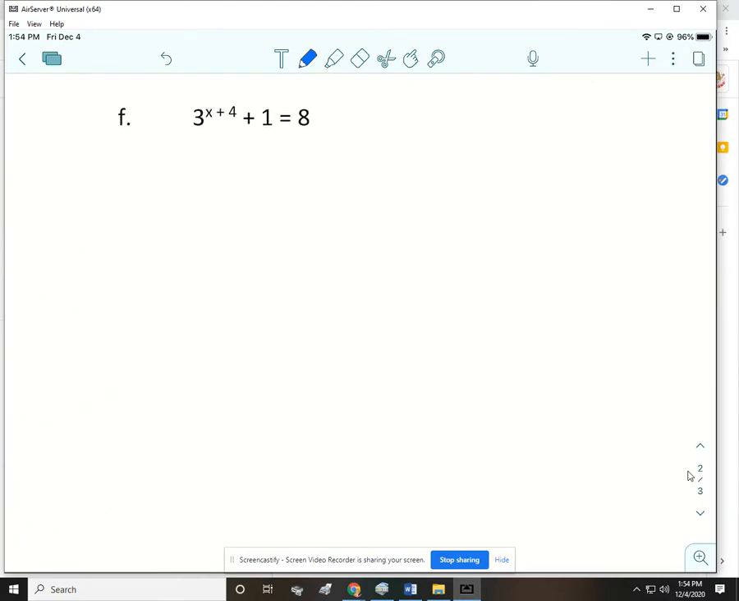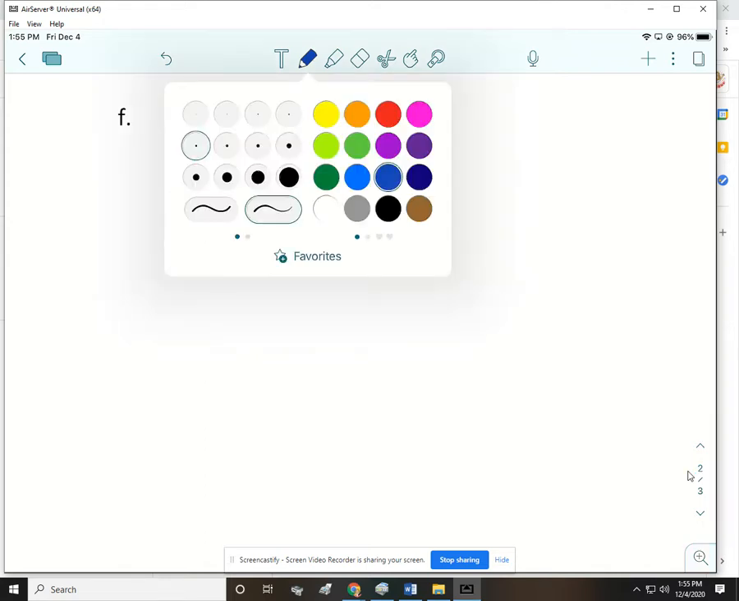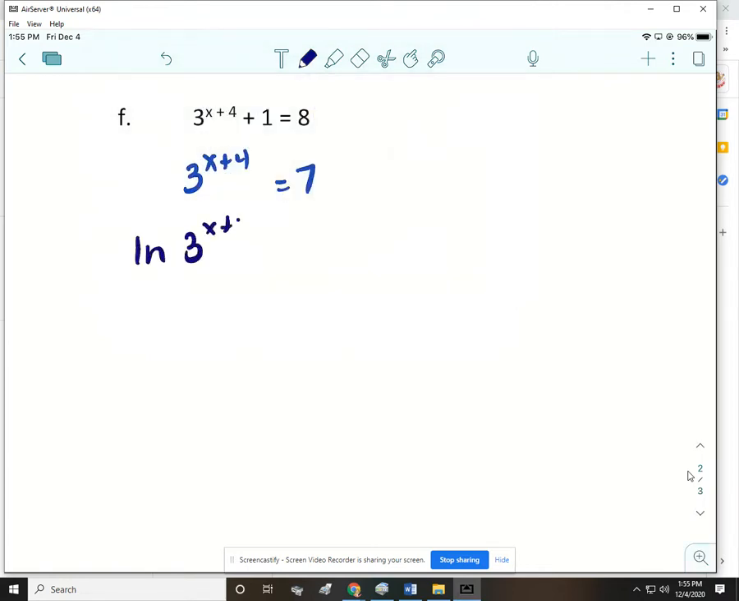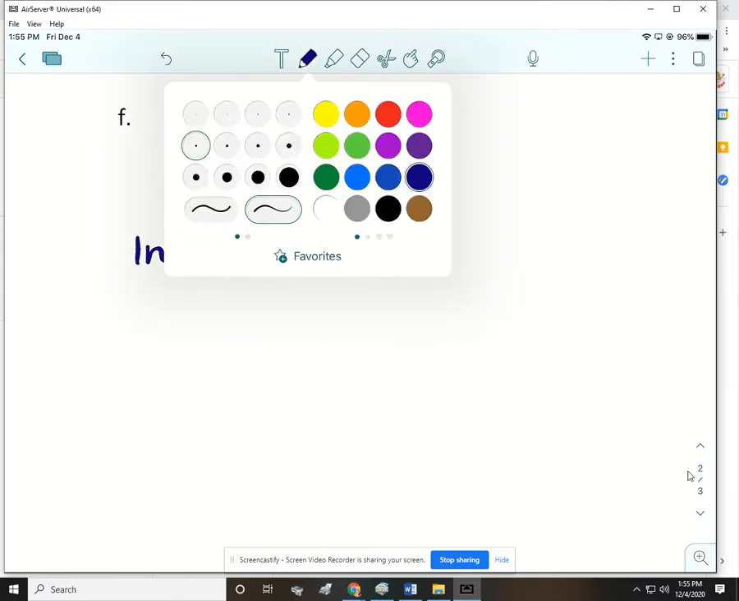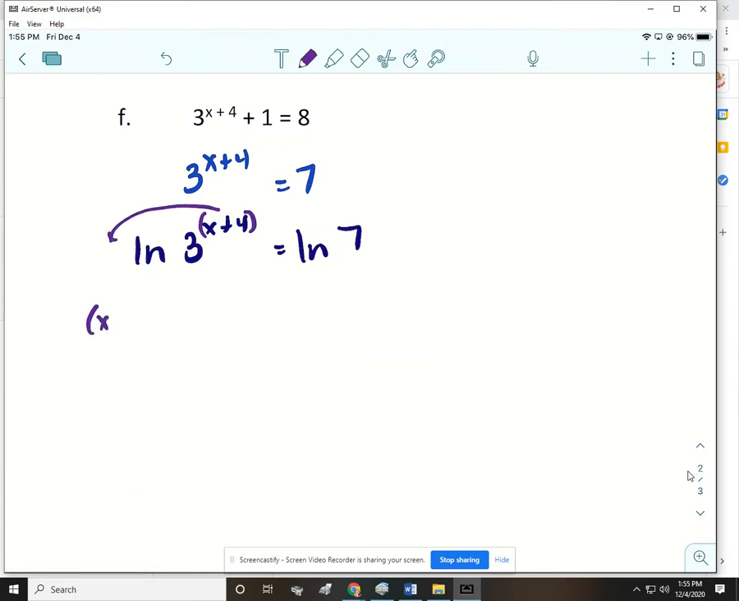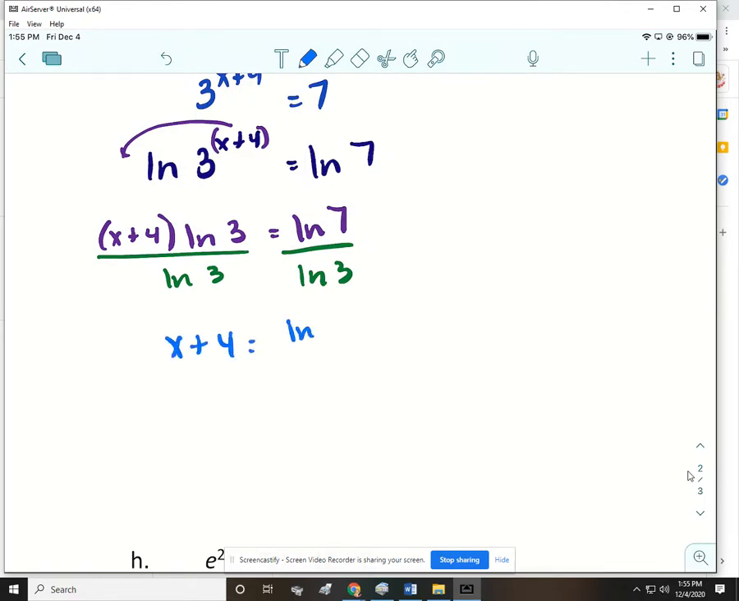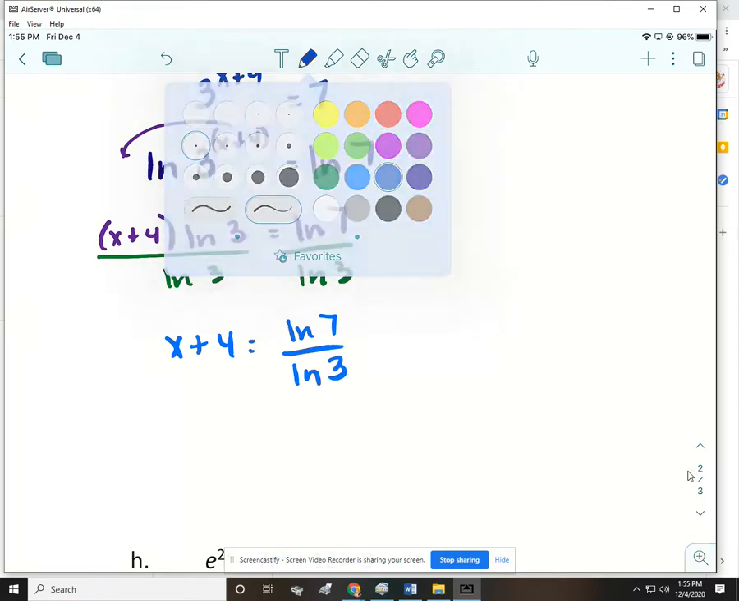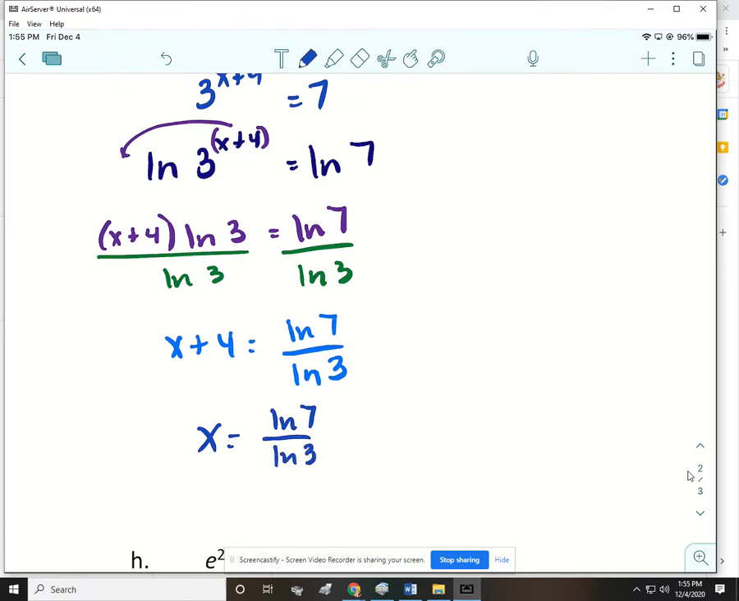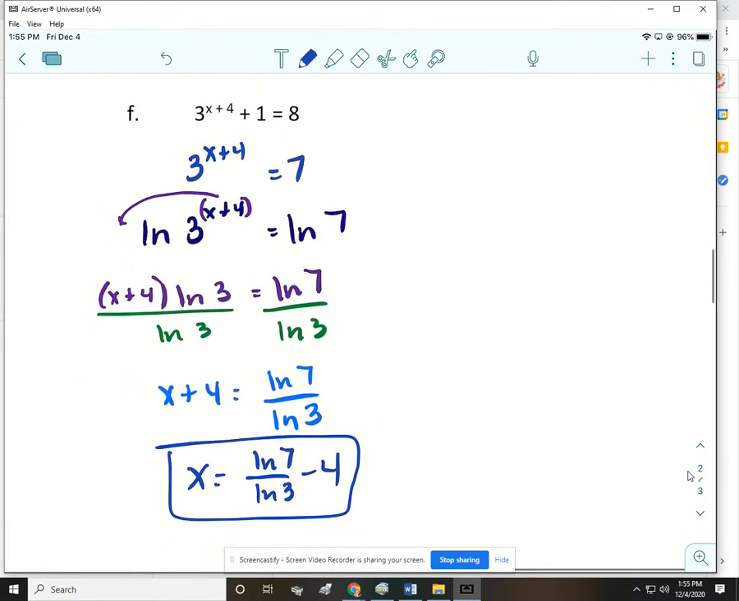All right. And then for f, to isolate the variable, there's only one thing we need to do, and that's subtract that 1. So why don't you try this one on your own? All right, so check yours with mine. Pause the video if you need to. Rewind it if you need to.